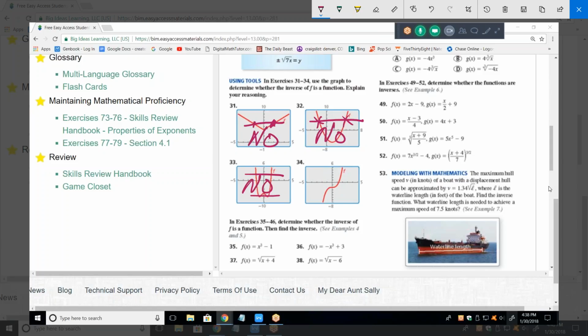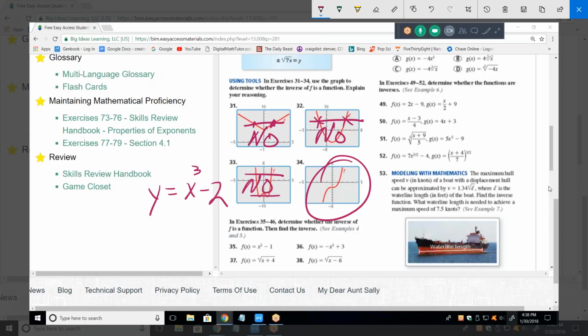Now, 34. It's a yes. It's a yes. Because no matter where I pass a vertical line, even at that or a horizontal line, it only goes through the graph at one point. Therefore, that is a function. And what is that function? Well, the function we're looking at is y equals x cubed minus 2. That's that function.